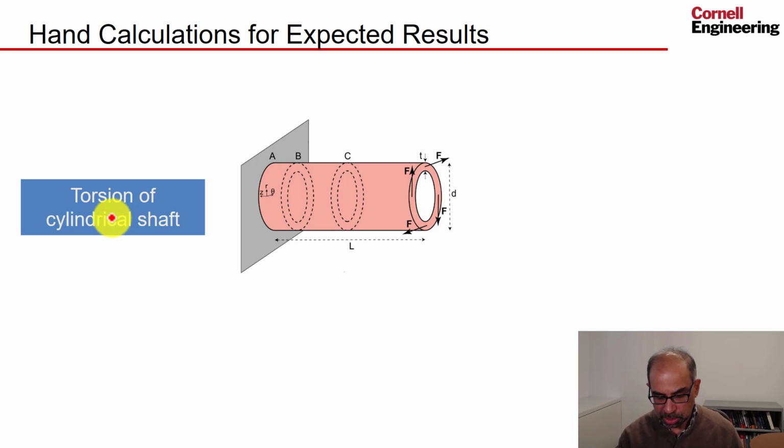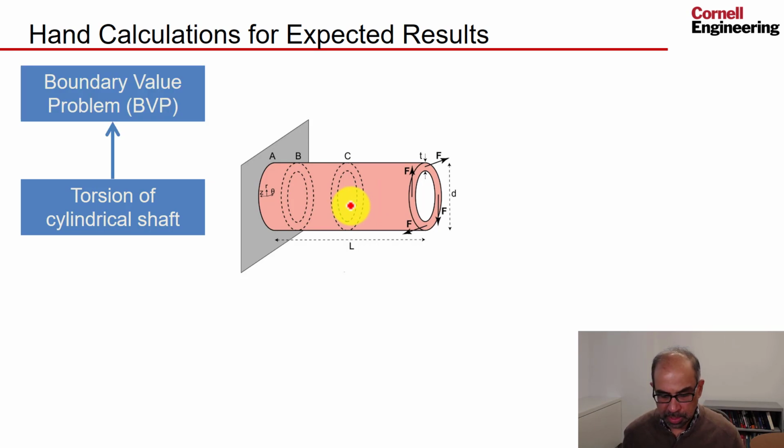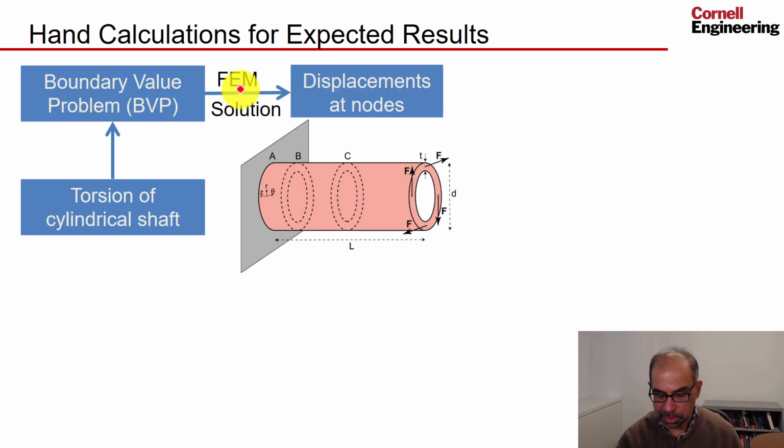So here's a physical problem, torsion of a cylindrical shaft, and I have reproduced the schematic from the problem statement here. And we saw that in the finite element approach, you are looking at the boundary value problem and based on the equilibrium equations, and using the finite element method, we can get a solution, a numerical solution that's approximate, and get displacements at the nodes.